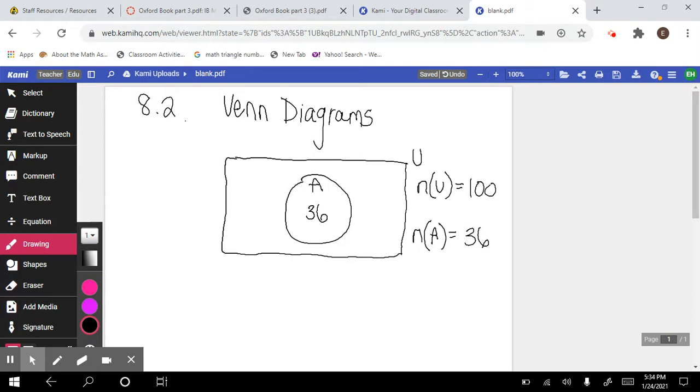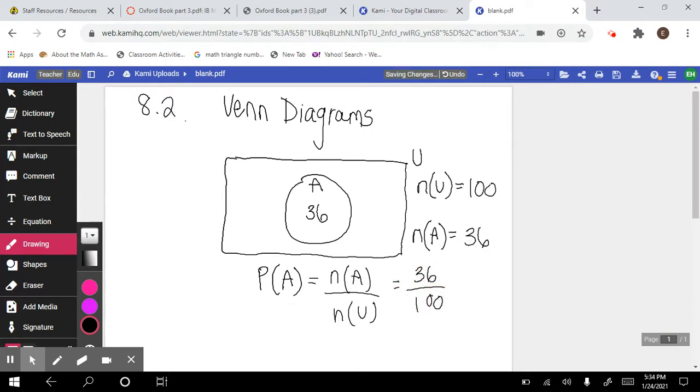If we wanted to talk about probability, that would be a different notation. You would use P. So probability of choosing someone who likes art, or in set A, you would take the number in set A and divide it by the number in your universal set. So that would be 36 out of 100.